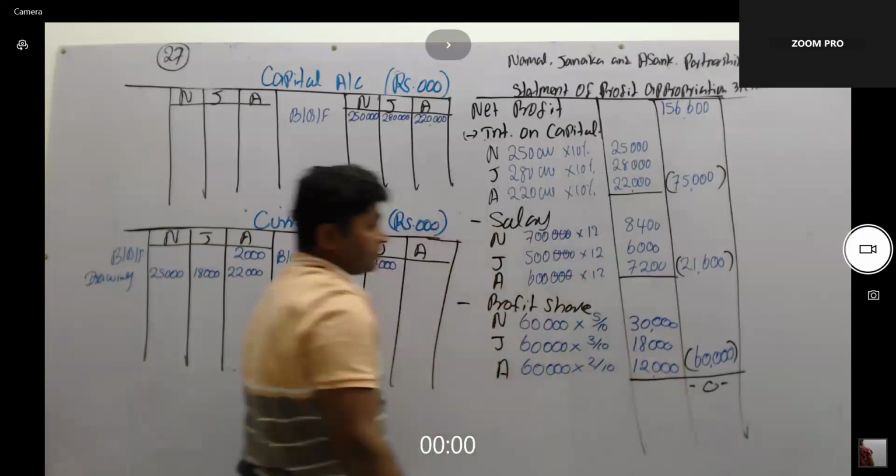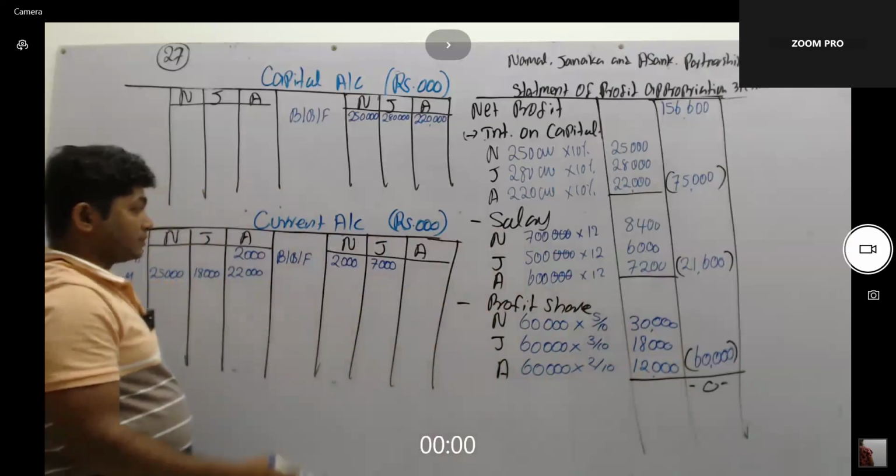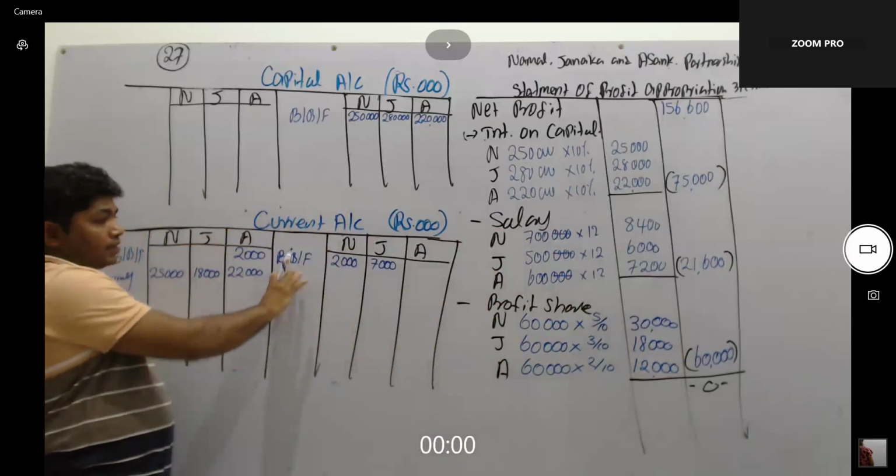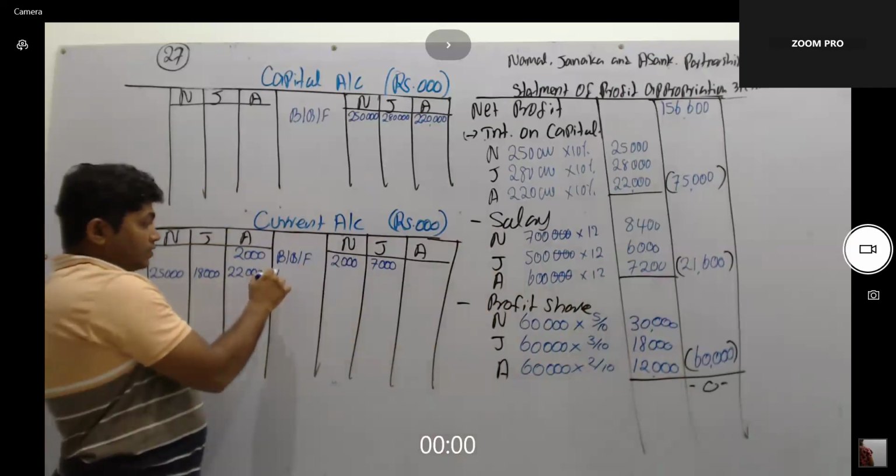Double entry: appropriation account debit, partners' current accounts credit. Therefore, all the appropriation parts go to the current account credit. Think about interest on capital.